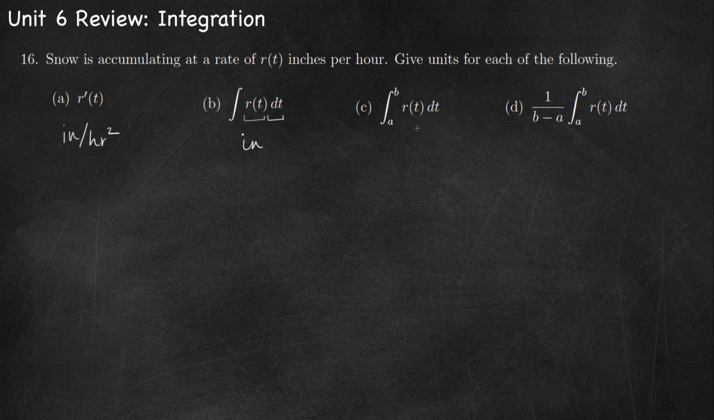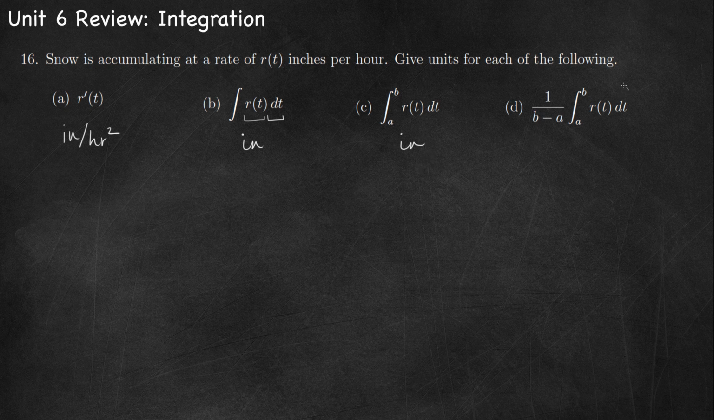Part C, we're integrating r of t from A to B, but that's still just going to be the antiderivative of r, which would just be inches, evaluated at time B, minus the inches evaluated at time A. So this is also just going to be inches. Whether it's an indefinite integral or a definite integral, we're undoing the derivative here. So we're undoing that rate, and we get the amount of change, so just inches.